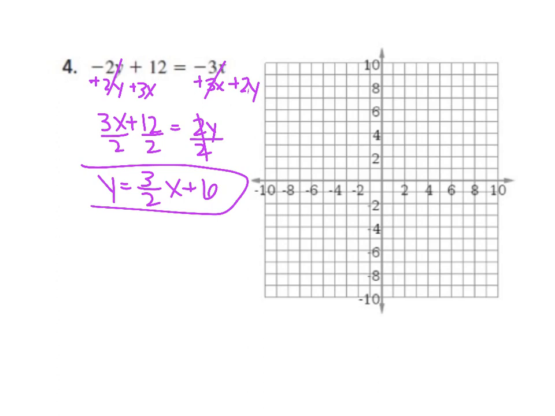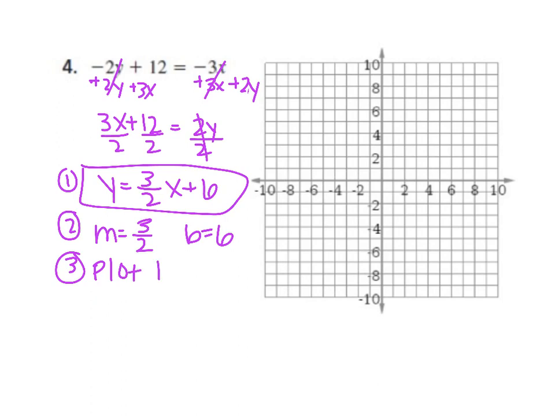So step 1, get y by itself. Step 2, what is m, what is b? Step 3, plot my b. So I put a point on the y-axis at 6. And last step, use m, which is 3/2, to put that on the graph. So I go up 3 and to the right 2, or down 3 and to the left 2. Right? The complete opposite works also.